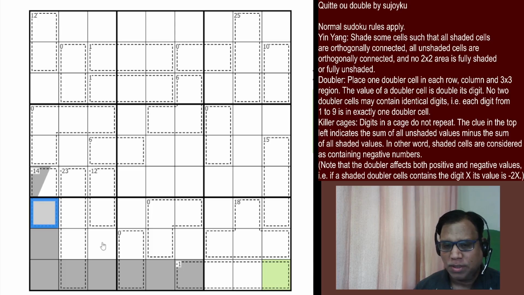So even that is shaded, because this has to be shaded. Now imagine if this is unshaded, then this is shaded, and then again we will have two strips. Okay, let me show that.